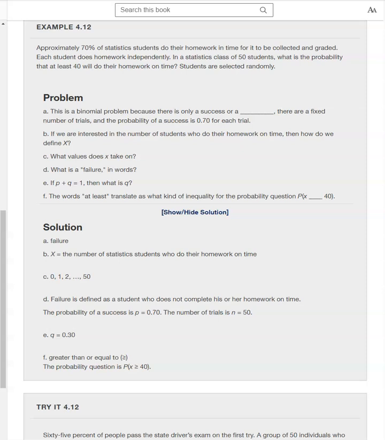So that is our review of the binomial distribution, and I hope that helped.